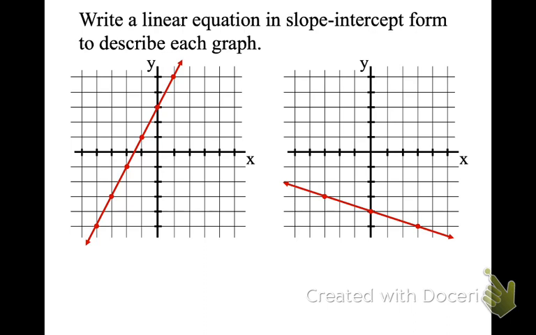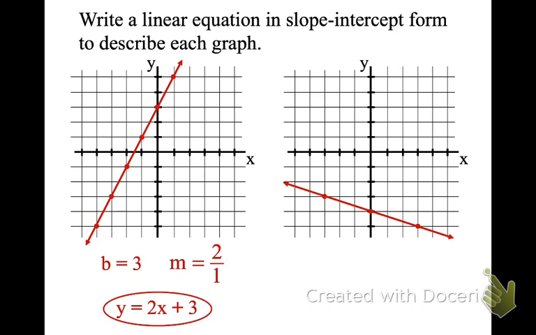Right here, I count 1, 2, 3 up, and my rise over run, or my slope, is 2 over 1. So my b is 3 and my slope is 2 over 1. And now we can write the equation of a line in y equals mx plus b slope-intercept form. What would the equation look like? Y equals 2x plus 3. Good.